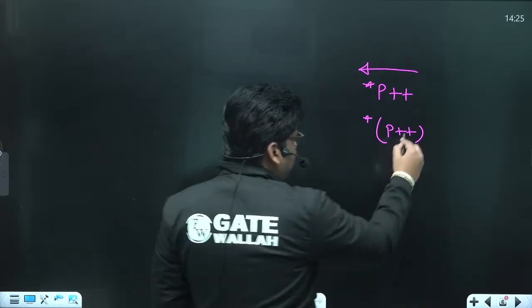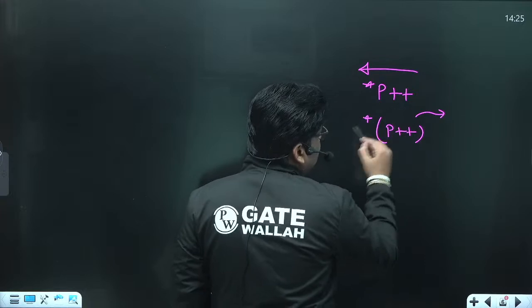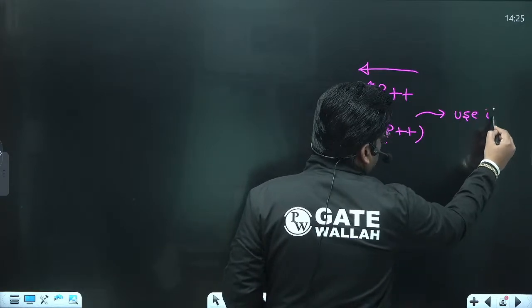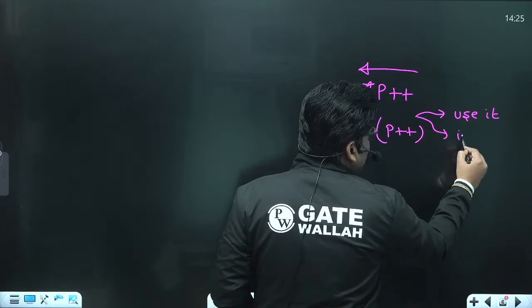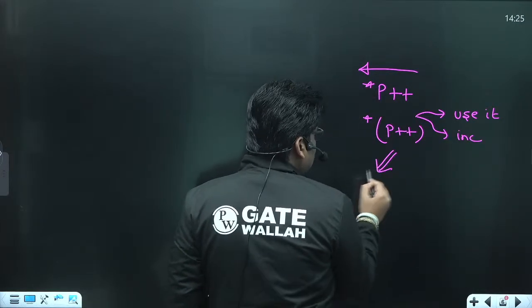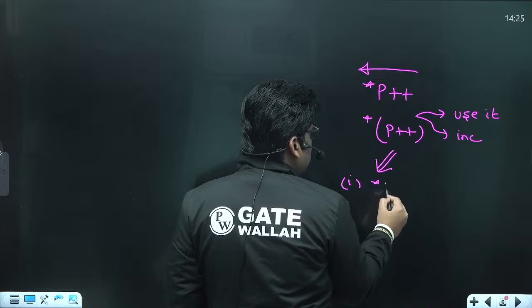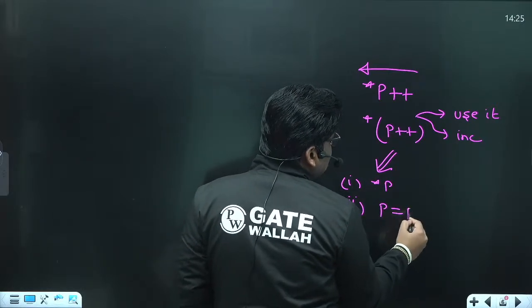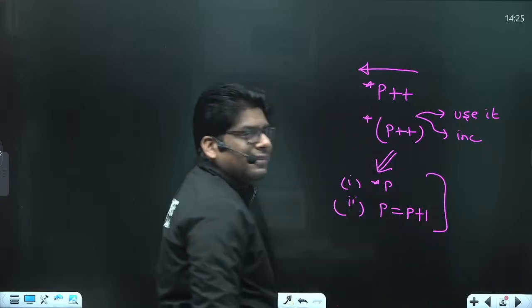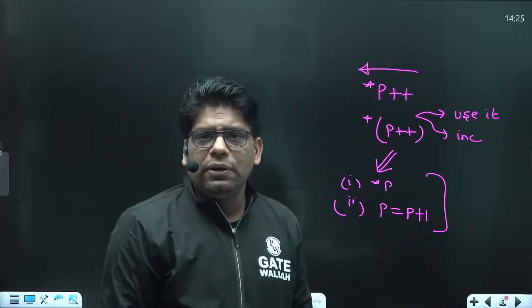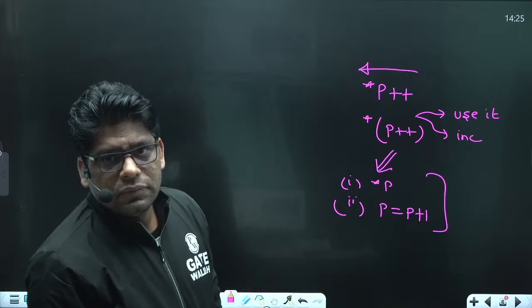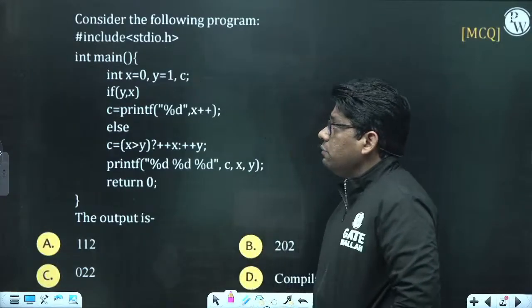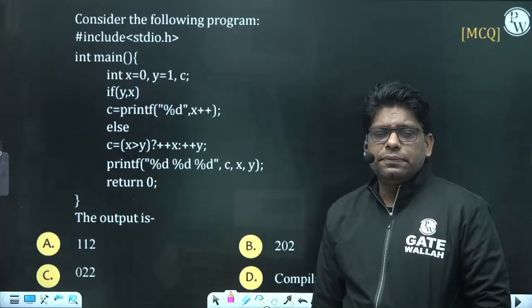Sir, but it is a post increment, na? It is a post increment. And what does post increment say? Post increment says first use the variable, then increase it. So this is divided into two parts. First, use P as it is, and then you need to increase the value of P. That is what I was doing. Clear? Now, let's try to solve this.